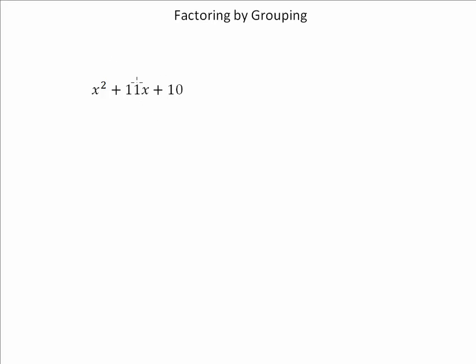So our next step is to take our a value, which in this case is a positive 1, right? That's the coefficient of x squared, times our c value. So 1 times 10 is 10. And then I want to factor 10. So I got 1 and 10, or 2 and 5.